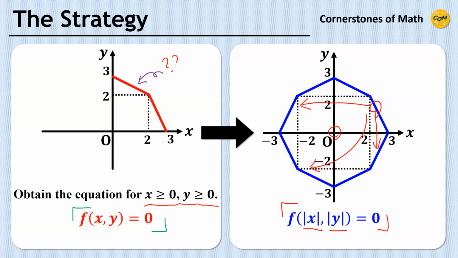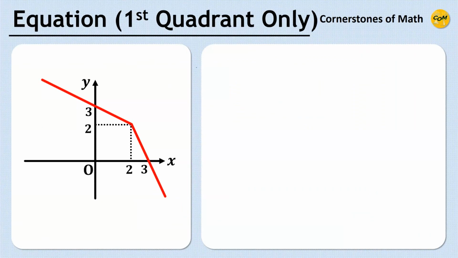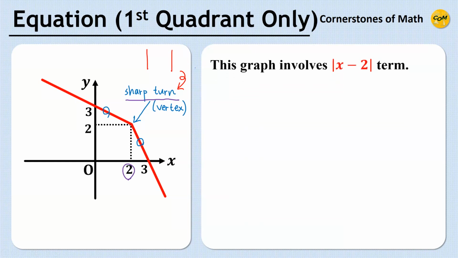So let us try to find the equation for the first quadrant part of the graph. The first quadrant part of the given octagon graph consists of these two linear graphs with a vertex, or sharp turn, at x equals 2. Here we know that these kinds of graphs having sharp turns also have absolute values in their equations. In this case, since the graph has a sharp turn at x equals 2, its equation must contain an absolute value of x minus 2 term.